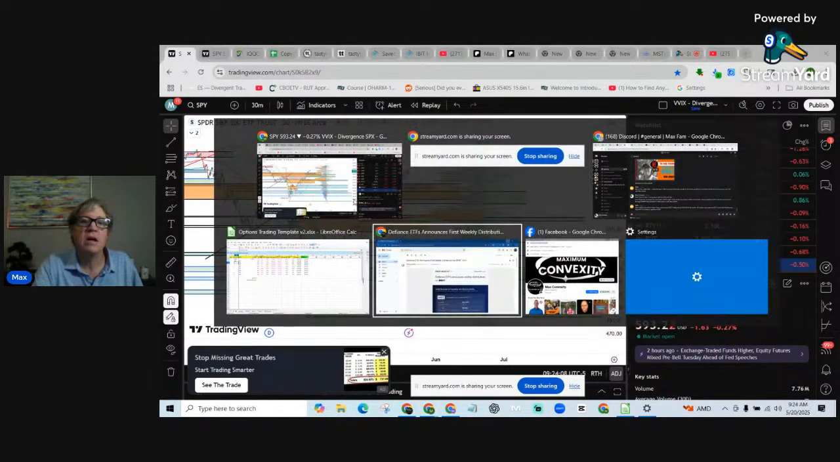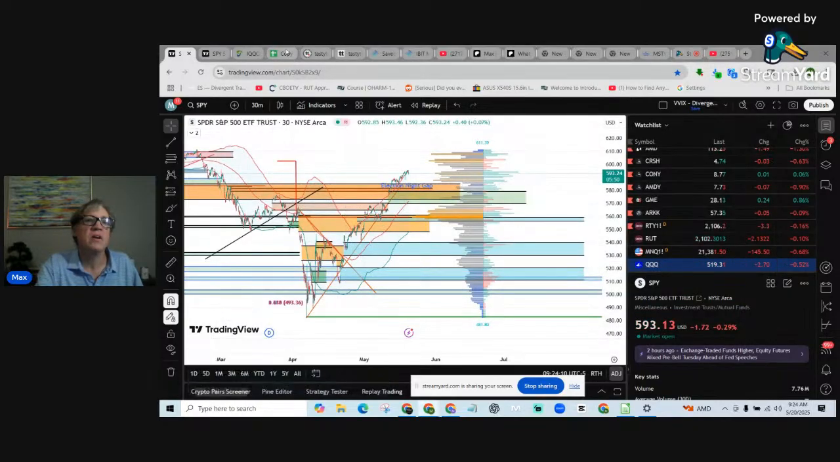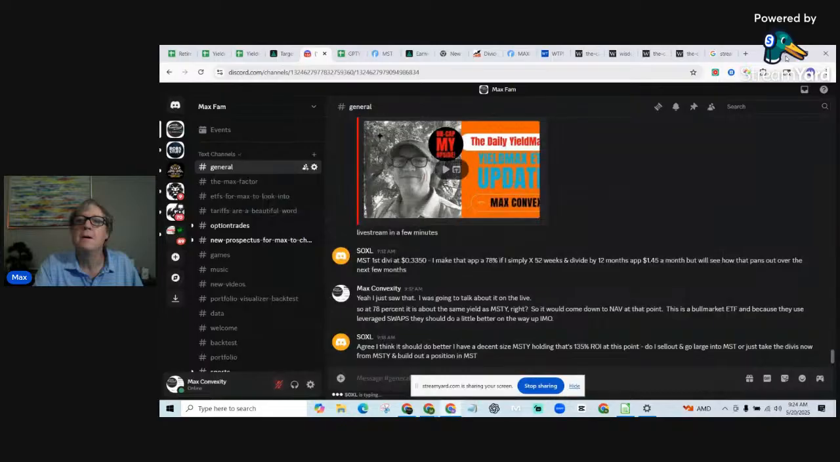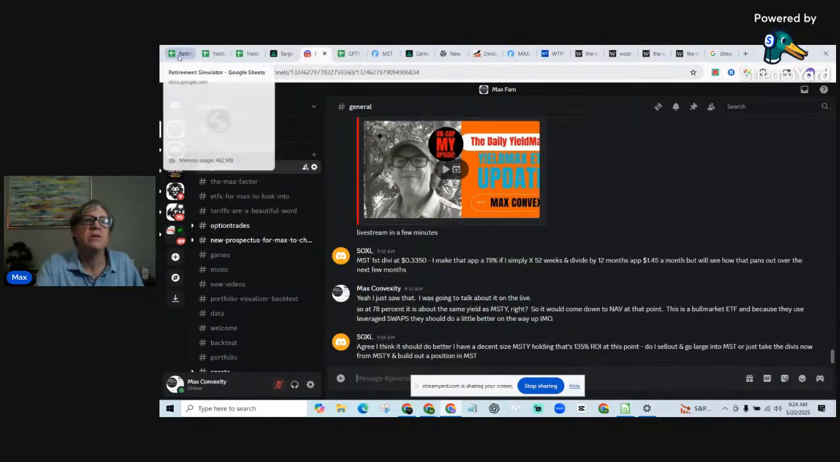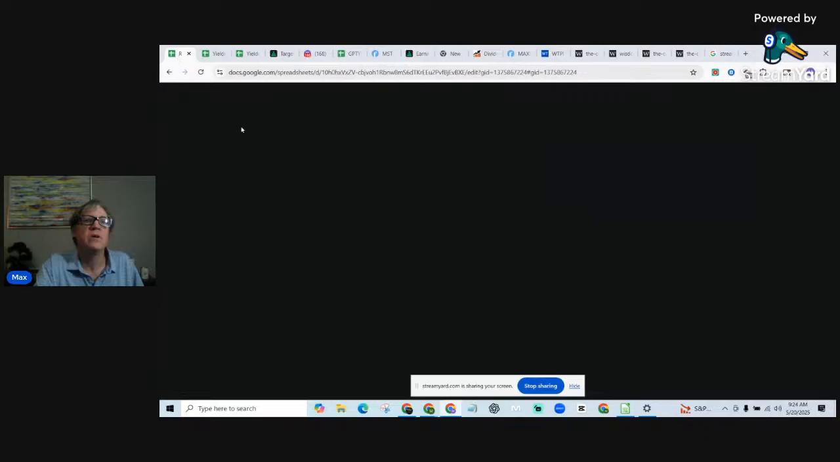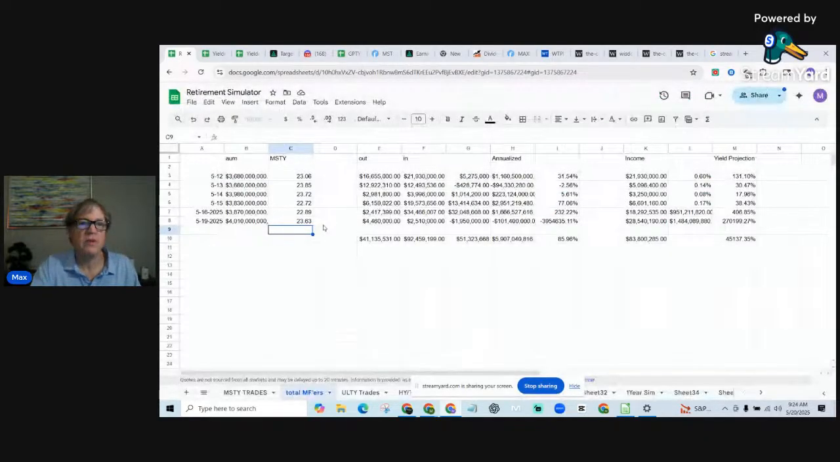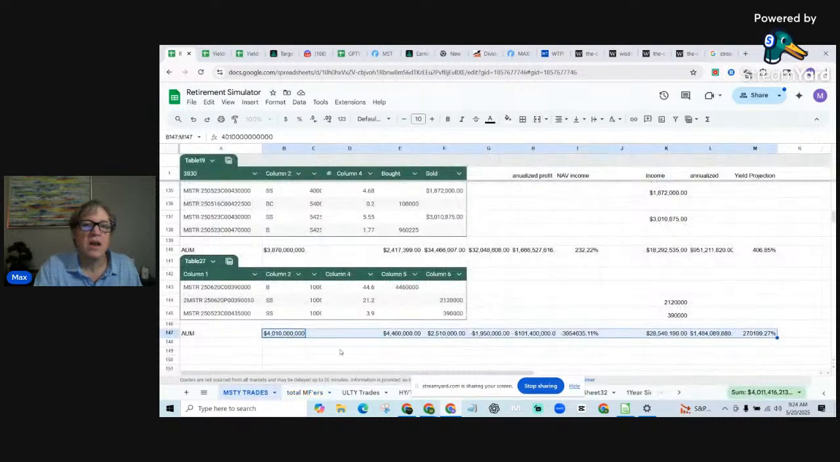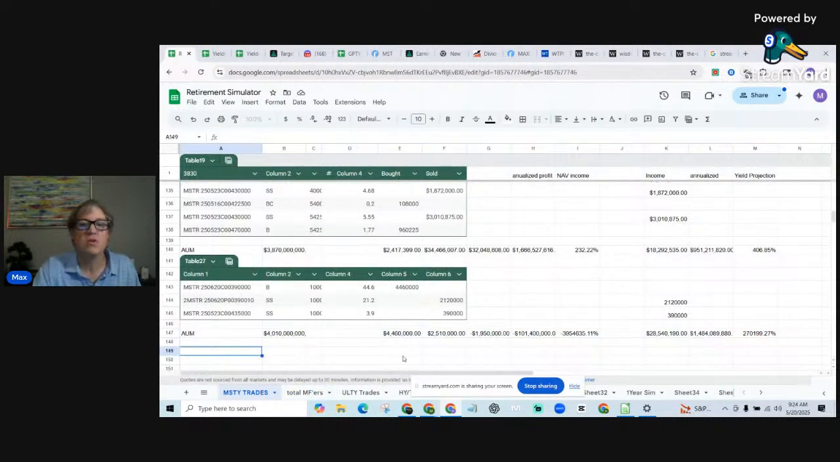I was up late last night working on the MaxFactor, and I have some new stuff to show you guys. Let me see here. I guess we can just start with the retirement simulator. And we're going to look at Misty trades. Okay, now Misty trades were easy. There were only 3 of them.